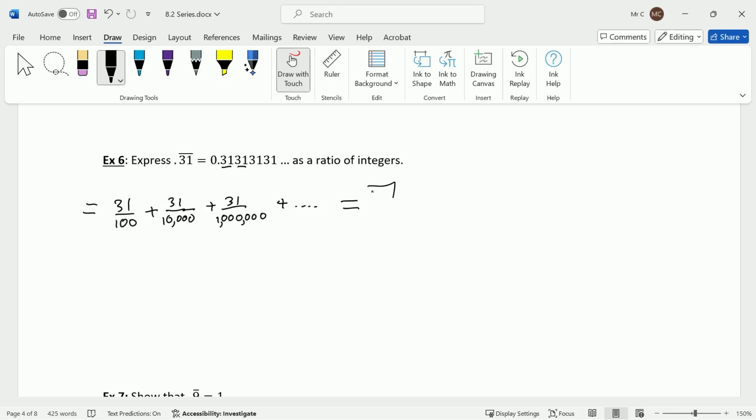So this is the sum from n equals 1 to infinity of my first term is a, right? So that's 31 over 100. And r is the thing that I'm multiplying each term by. And it should be easy to see that I'm multiplying each term by 1 over 100. If you're not totally sure, you can always double check by explicitly dividing a term by the previous term. And so what do we get here? This simplifies to 1 over 100.